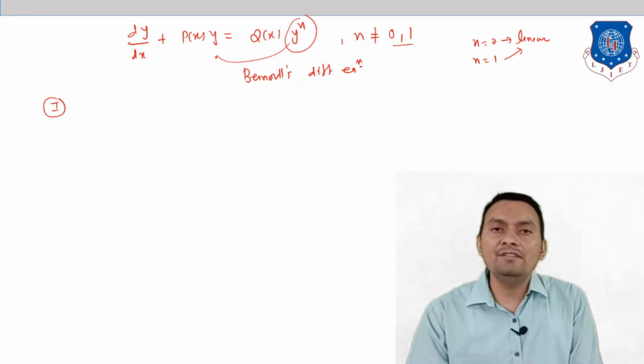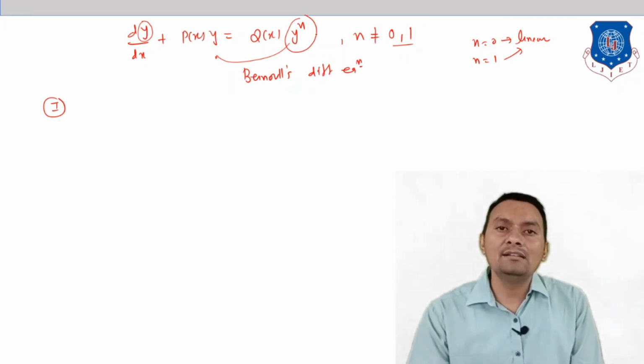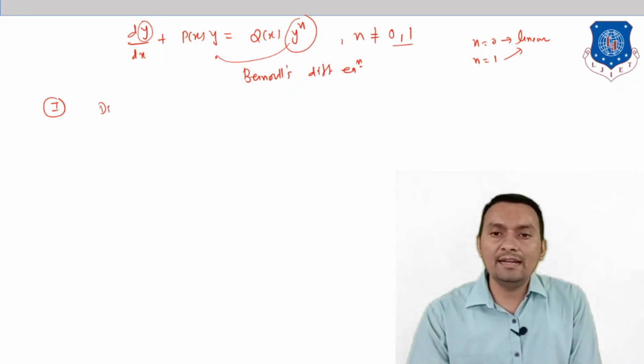So whenever you see this kind of differential equation, first, whenever we see dy by dx, your dependent variable is y, so we will try our best to remove the function of y from the right hand side. That means I have to divide by y raised to n. So I write that divide by y raised to n. So what I will get? Y raised to minus n dy by dx plus p of x y raised to 1 minus n is equal to q of x.